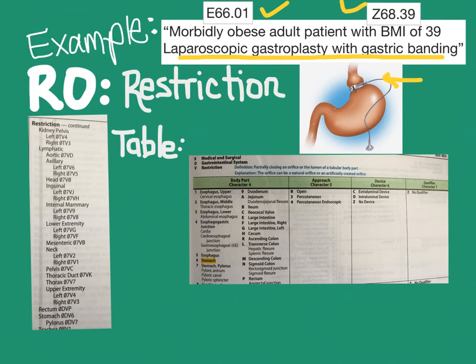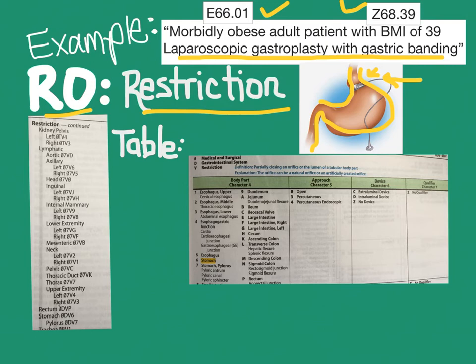So this description of a procedure actually correlates to our root operation definition of restriction, which that definition states partially closing an orifice or the lumen of a tubular body part. So in essence, the stomach is just sort of an oddly shaped tubular body part, right? And the lumen is the inside of that tube. So we are partially closing part of that tubular body part, the lumen.